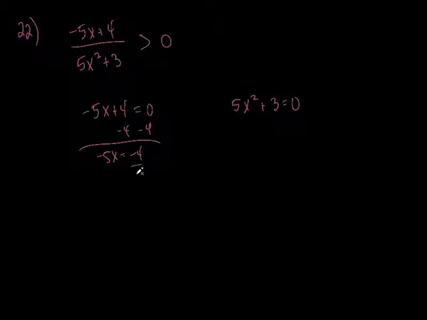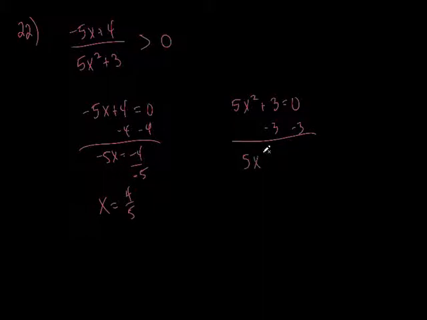And then divide by -5. 4/5 again. They like that number, don't they? Actually, it was 5/4, wasn't it, the other one? All right, so that's that. And let's do this. -3, -3.